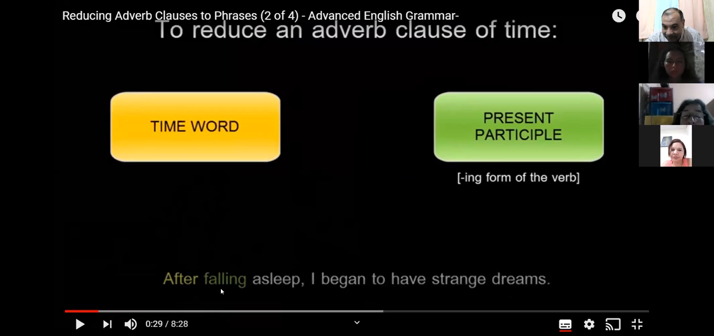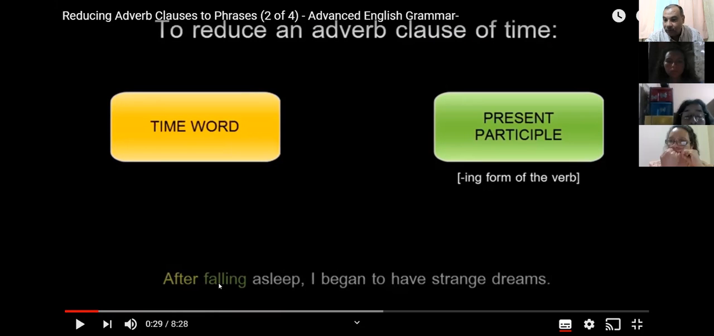Is that clear? Like, for example, okay. The verb is fall. So the present participle will be falling.